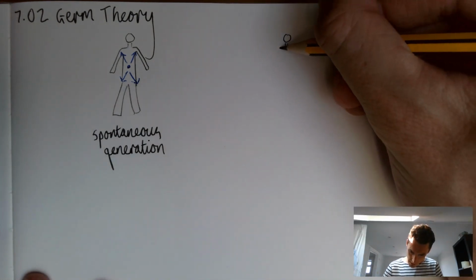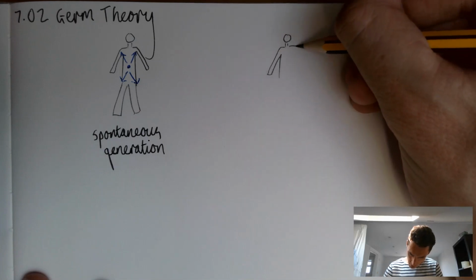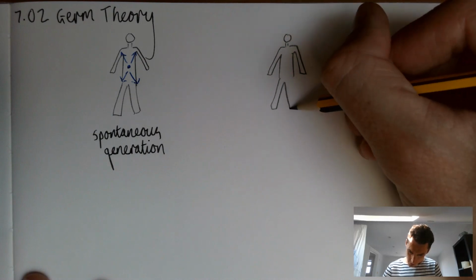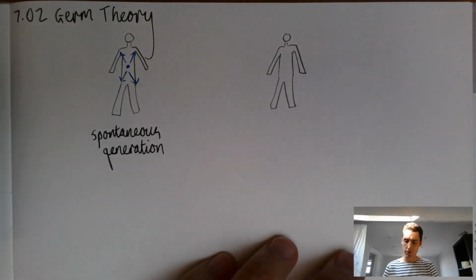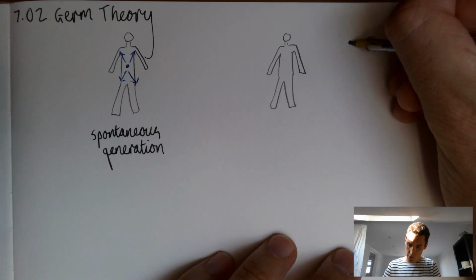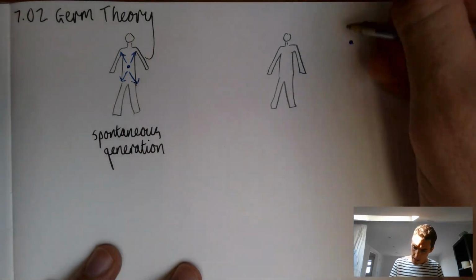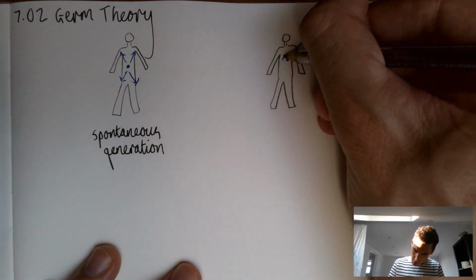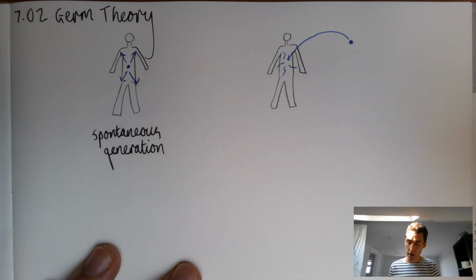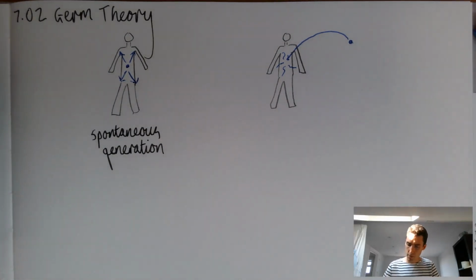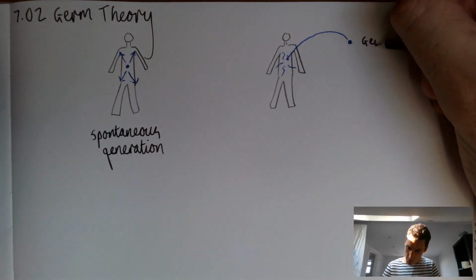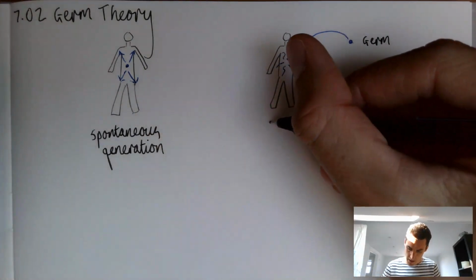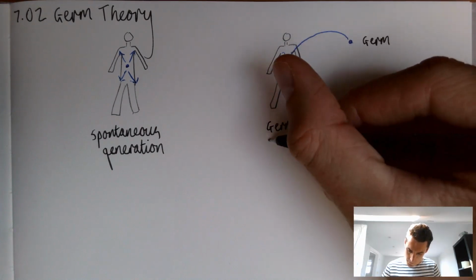So if I draw my same gingerbread person again, well, the germ theory of disease says something different. It says actually what causes disease is something from the outside that gets in. And then there's this kind of ripple effect from there where this germ, as we're going to call it here, this germ that gets inside is what causes disease to then spread inside your body. And this is the germ theory.